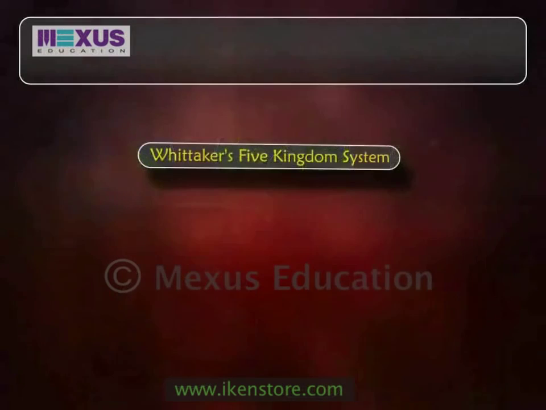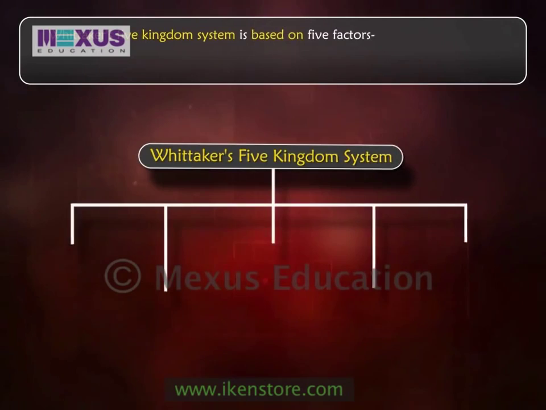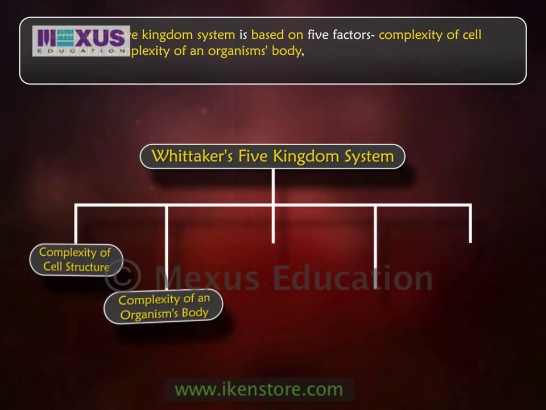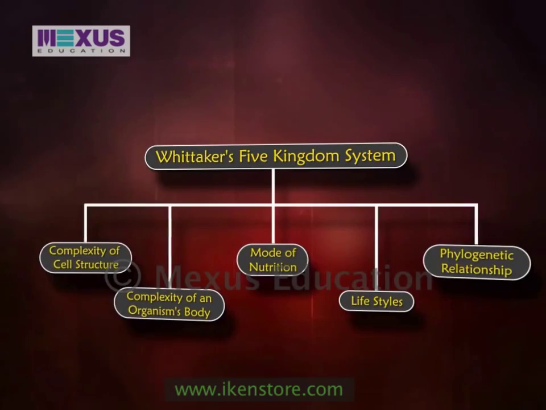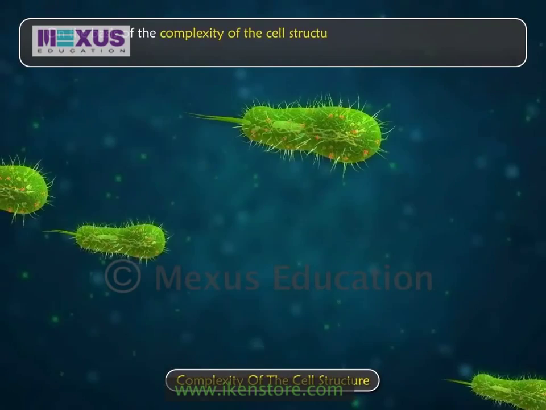Whittaker's five kingdom system is based on five factors: complexity of cell structure, complexity of an organism's body, mode of nutrition, lifestyles, and phylogenetic relationships. Let's understand these five factors one by one. The first factor is the complexity of cell structure.